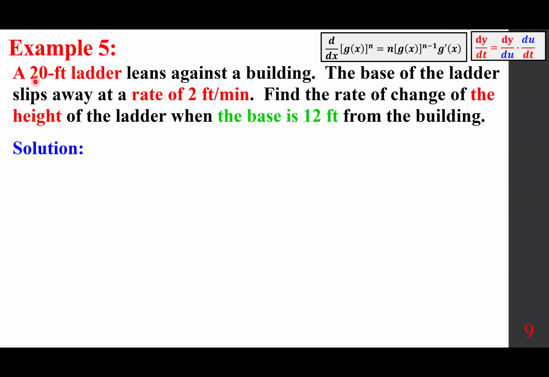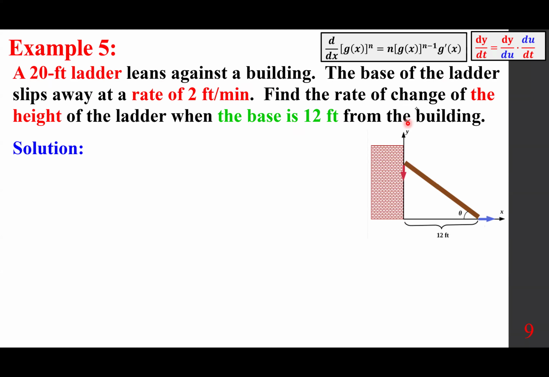Another application problem, and again, more specifically related rates. A 20-foot ladder leans against the building. The base of the ladder slips away at the rate of 2 feet per minute. Find the rate of change of the height of the ladder when the base is 12 feet from the building. You have to have the drawing. You have to define your variables.